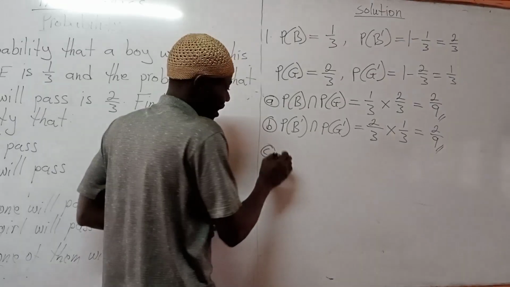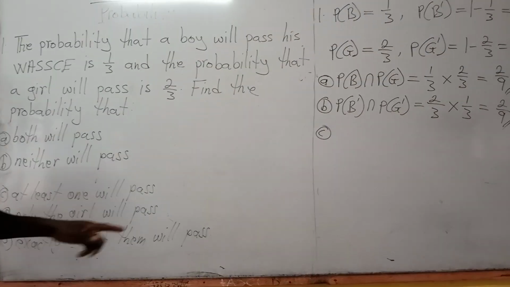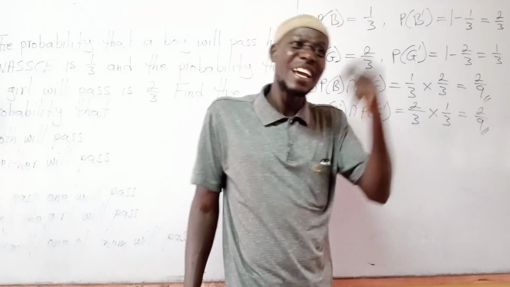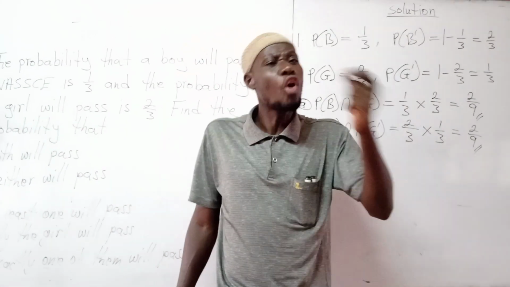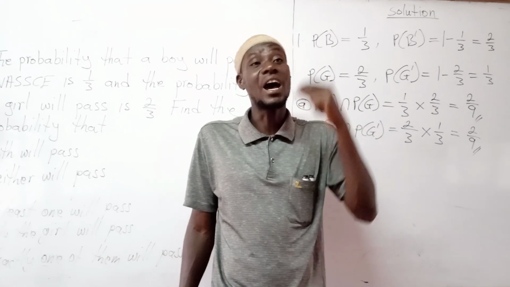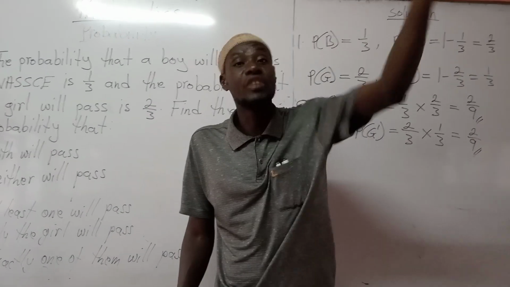And so here, at least one will pass. It means either the probability that the boy will pass and the girl will not pass, or the girl will pass and the boy will not pass, or both will pass. That is what they meant by at least. At least means either one of them will pass or all of them will pass.